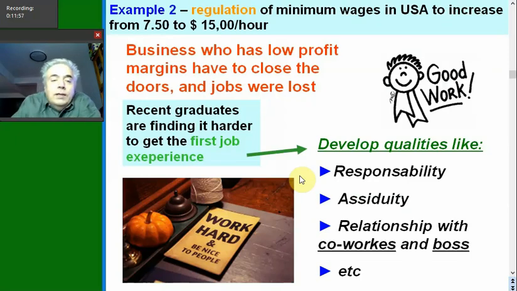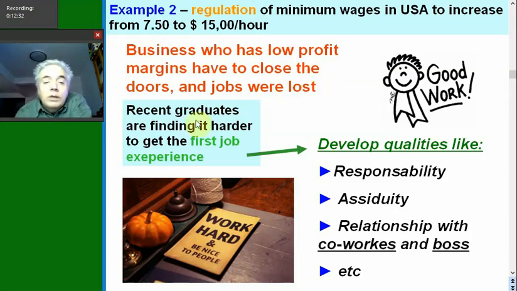Example number 2. Now this is going to be about regulations of minimum wages in the USA increasing from $7.50 to $15 an hour. So businesses with low profit margins have to close their doors and jobs were lost. For example, if I have a very low margin and the law requires me to raise the salary for my employees, maybe I'm going to go under, and I have no other choice because I cannot run the business if I have no profit, right? So I may need to close the doors.